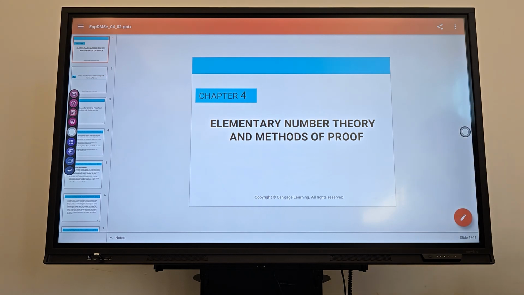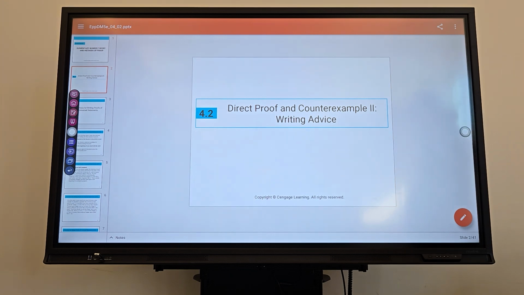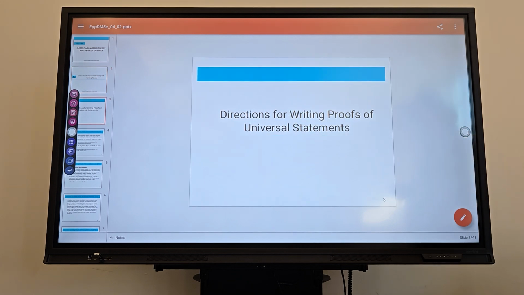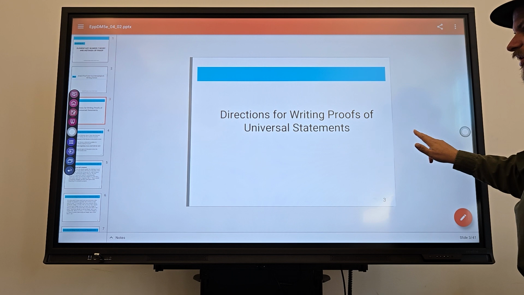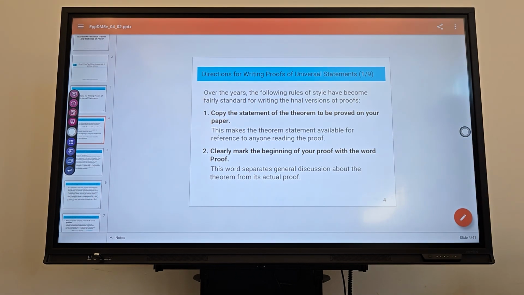Elementary number theory and methods of proof. More direct proof and counterexample, but this is writing advice: how to write a proof, starting with universal statements. The following rules of style have become fairly standard for writing final versions of proofs.